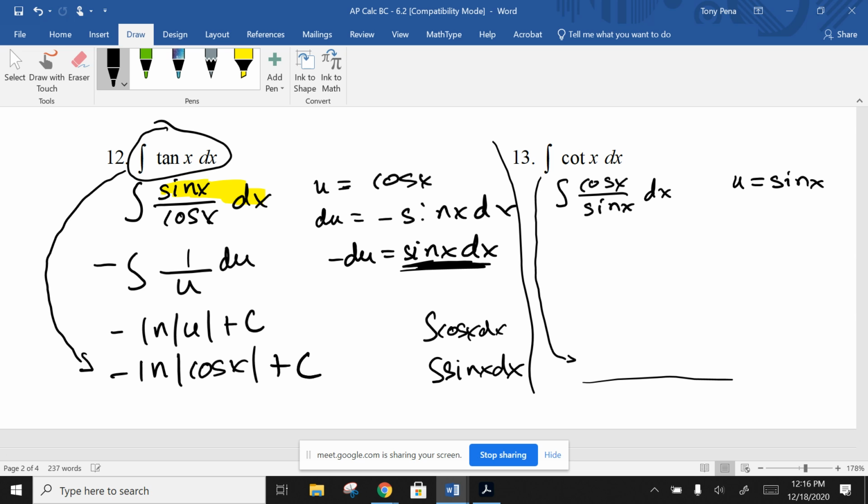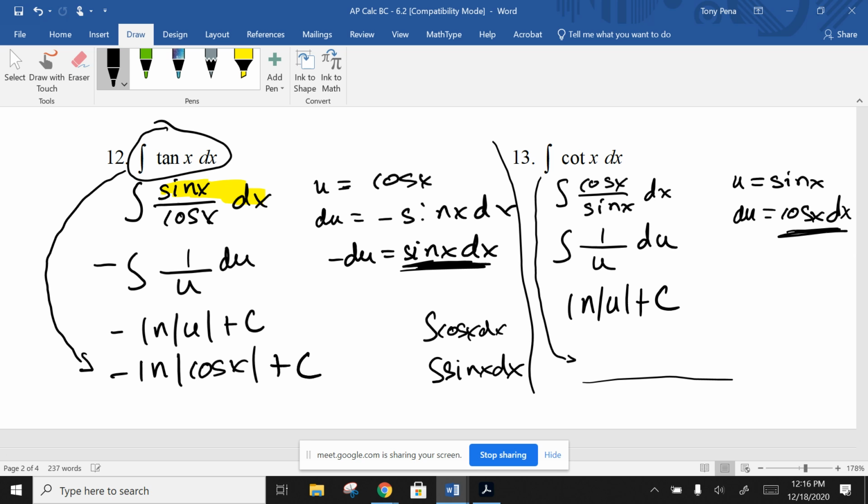The only thing that's going to work is if your u is your denominator, because the derivative of that will give us cosine of x times dx, which is what we have in the numerator. So the u is our denominator, cosine of x dx, that works out to be perfectly the du. Now we don't have any sign issues, so we get another 1 over u, which means we get another natural log absolute value of u. But now our u is sine of x.